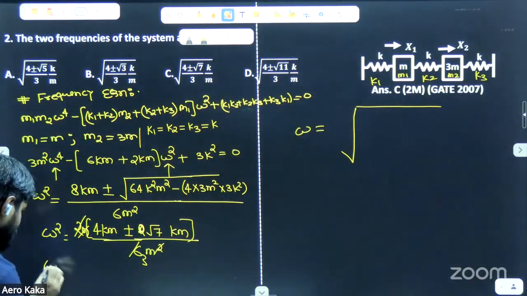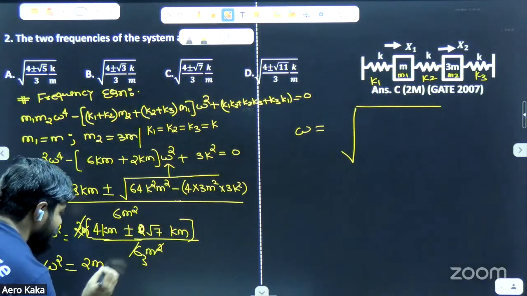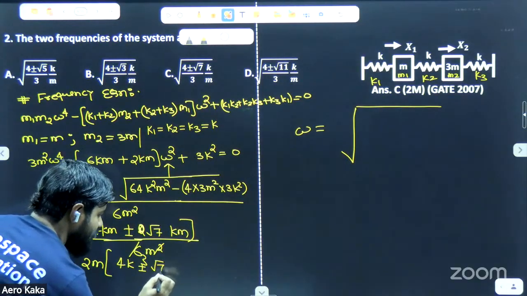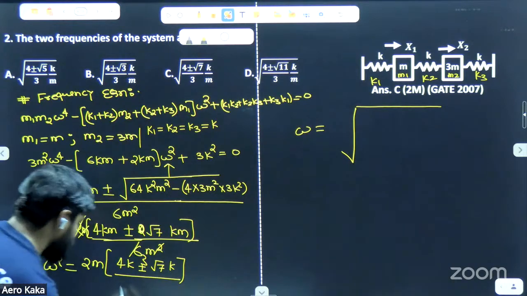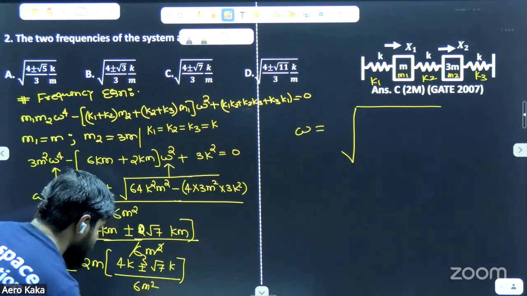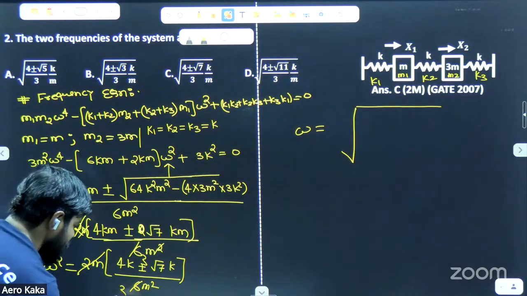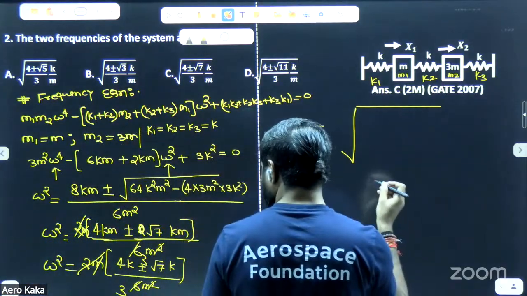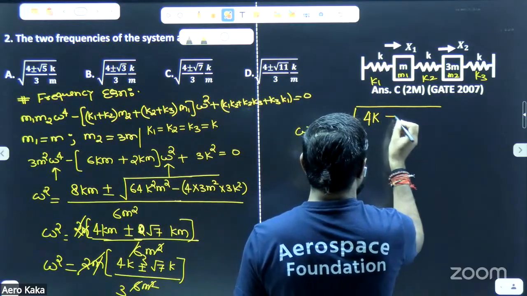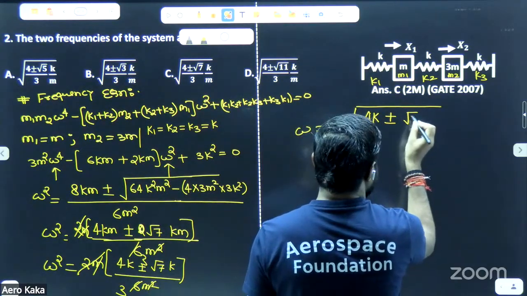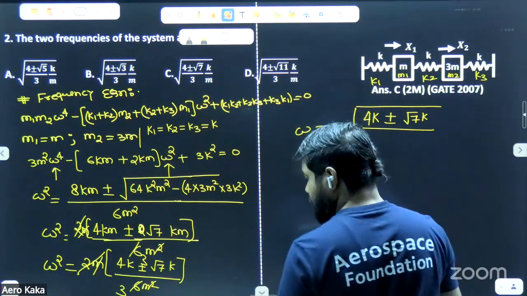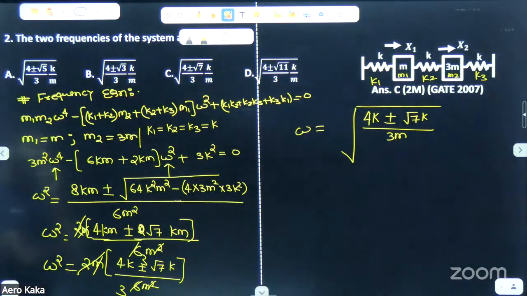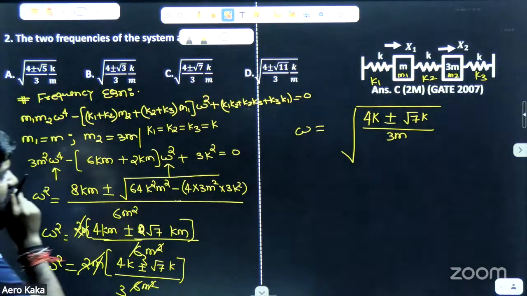That's better. Otherwise, 2m. It is going to be how much? 4k plus minus root 7k divided by how much? Could you help me? 6m square, right? So 2 3s are 6. M and power is gone. So ultimately, what are you getting? That's 4k, right? Plus minus root 7k. Divided by how much? 3m. Are you getting this one? Please verify. Yes, sir.